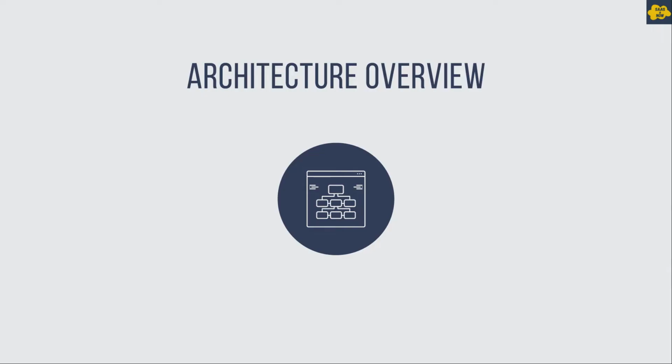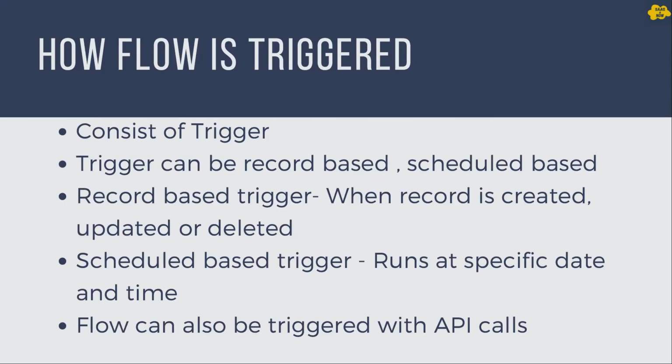Architecture overview of Flow Designer. So how is a flow triggered in ServiceNow? When a flow is created, it should be triggered as well to perform some action. So a flow consists of triggers and different actions. This trigger can be record based or schedule based. A record-based trigger is triggered when the selected record in a flow is created, updated, or deleted. A schedule-based trigger is triggered at a specific date and time as per the type of schedule configured.